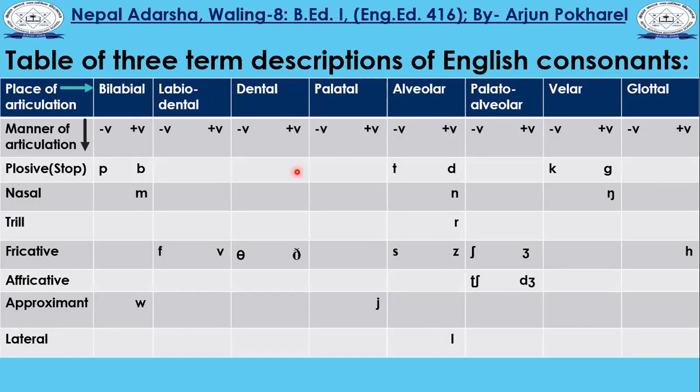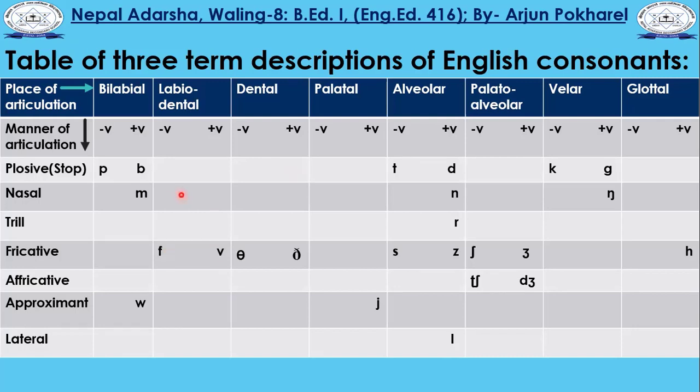Here we have 24 consonants. All 24 consonants are scattered here, each in its own place. So let's see here, the fricatives: f and v.